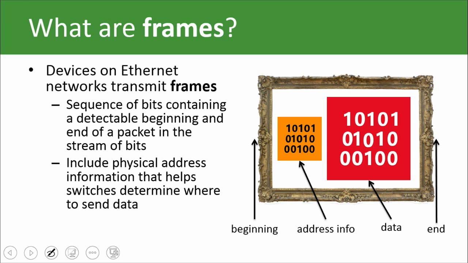Devices that use the Ethernet standard transmit frames, and we had mentioned the word frames earlier, but a frame is just a sequence of bits containing a detectable beginning and end. And so here, this is a little cartoonish, and I apologize for that, but I thought it'd be funny if I actually put a frame up on the screen. Frames contain physical address information that helps switches determine where to send data. So switches don't actually send data using IP addresses. Switches navigate data by using MAC addresses or physical addresses. We'll talk about what a MAC address is in just a second.